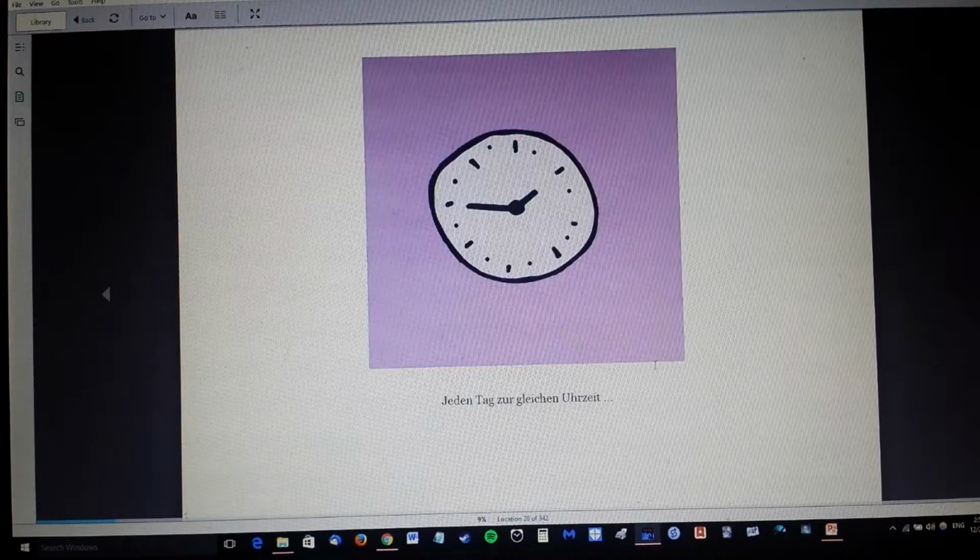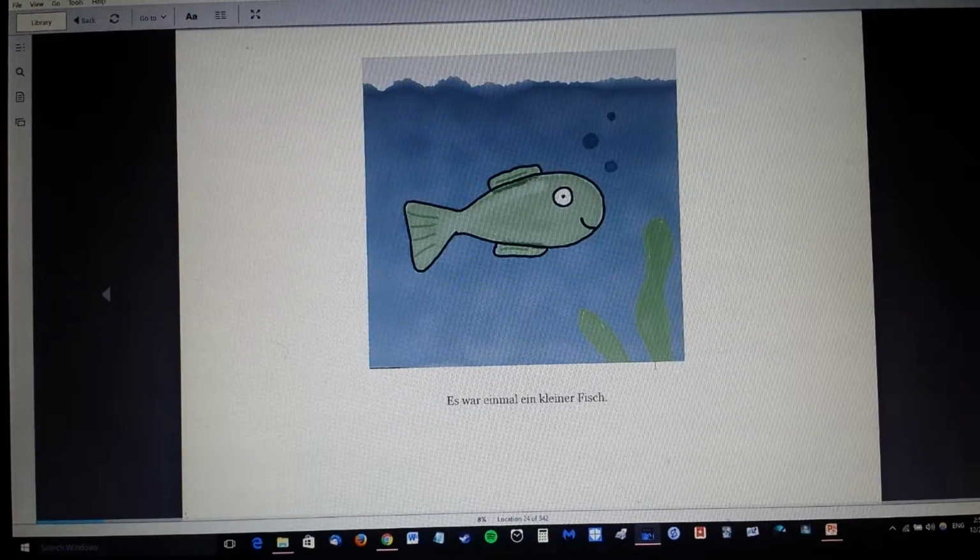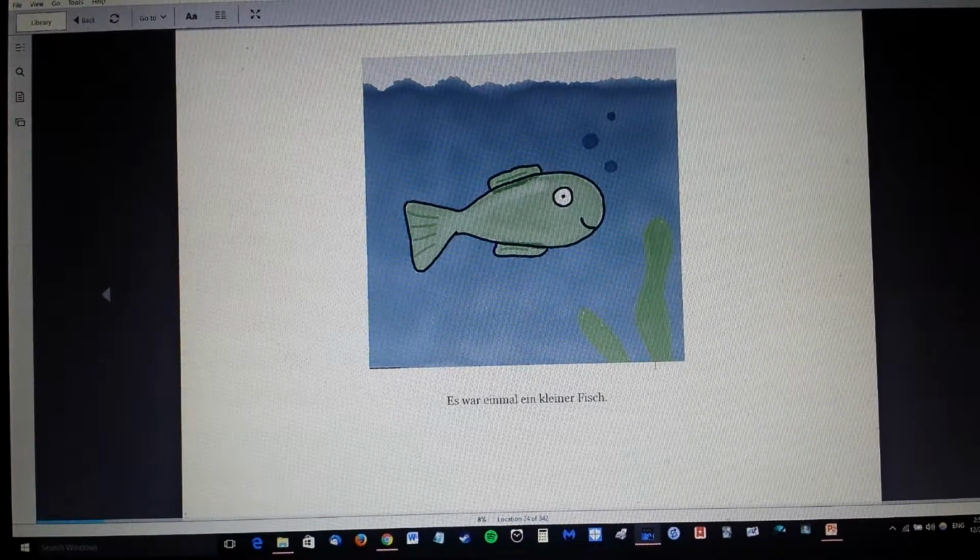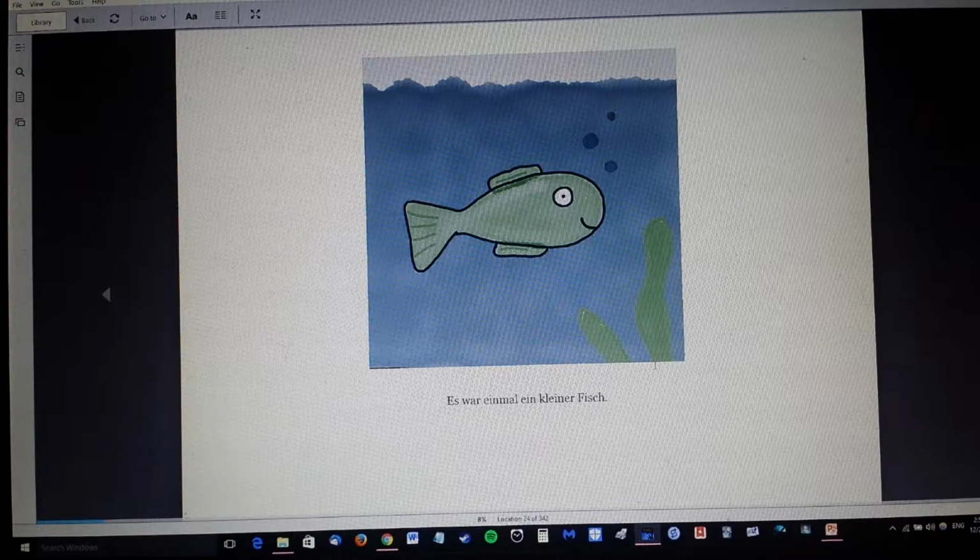Alright, so I'm not going to read the whole book, but you get the idea. So let's say that was a cold read. So now I go back to the first page. Es war einmal ein kleiner Fisch. So I know fish is fish. I know klein means small. And I know es war means it was.